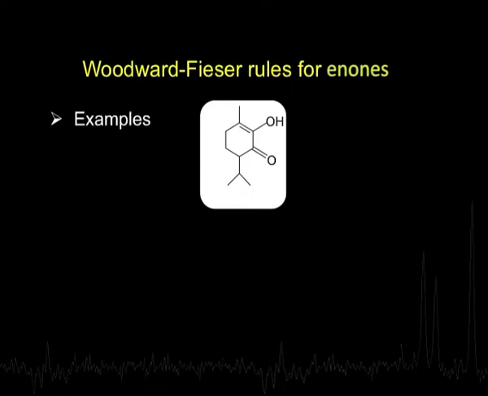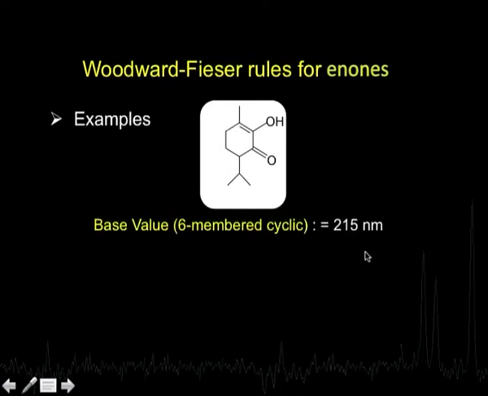Now in this case, how do we go about it? Again, we will look for the chromophore first. The chromophore happens to be this and this here. And since this happens to be part of a 6-membered ring, our base value will be 215 nanometers again. Then we look for the substituents here. We find that at the alpha position there is an OH, at the beta position there is an alkyl group, and there is a ring residue here. So there are only three substituents.